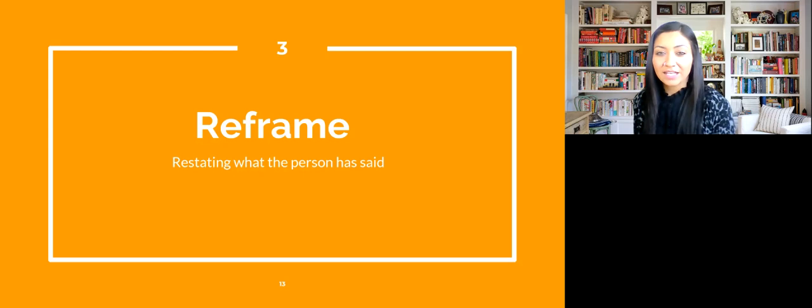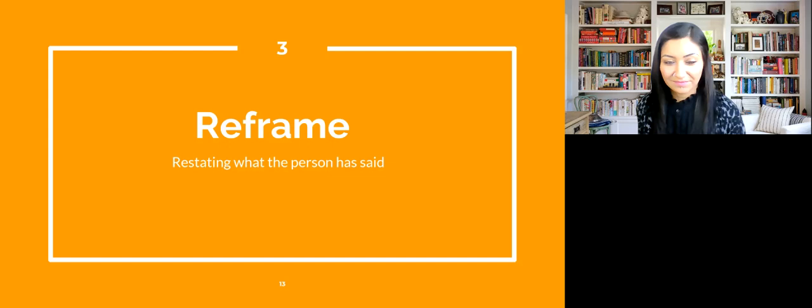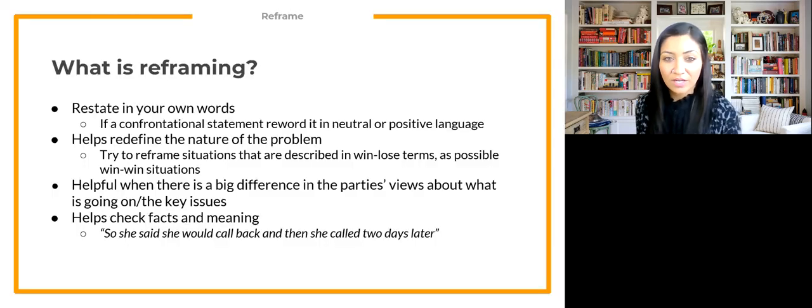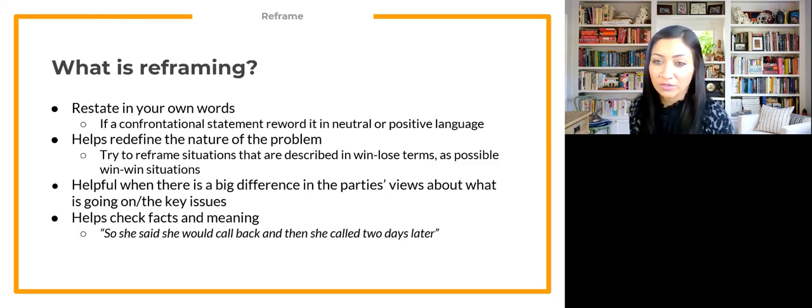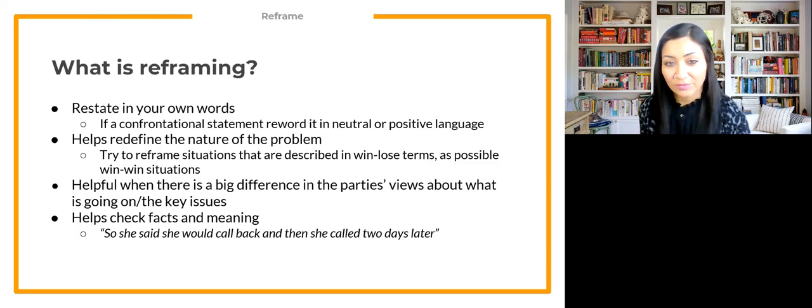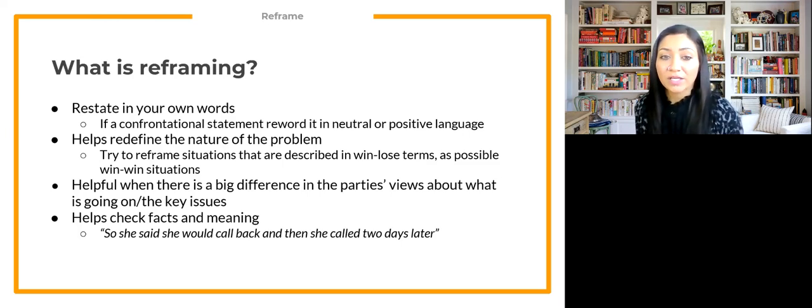Following clarifying, the next step is to reframe what the other person has said. Reframing is simply restating what the other person has said in your own words, using neutral or positive language. Reframing helps redefine the nature of the problem. If a situation is described as a win-lose, try to reframe it as a win-win. It can be helpful when there is a big difference in what the parties view between what is going on or what the key issues are.